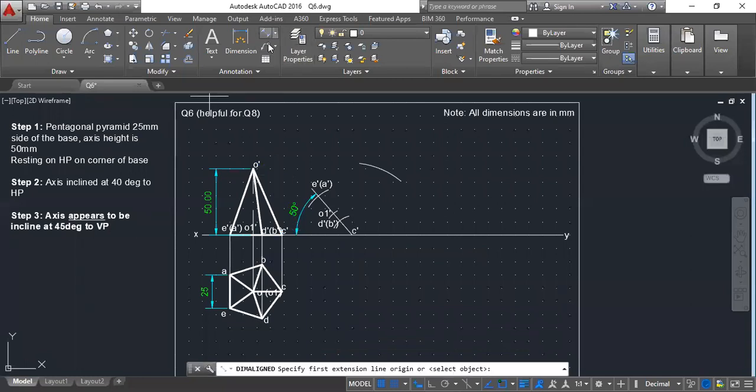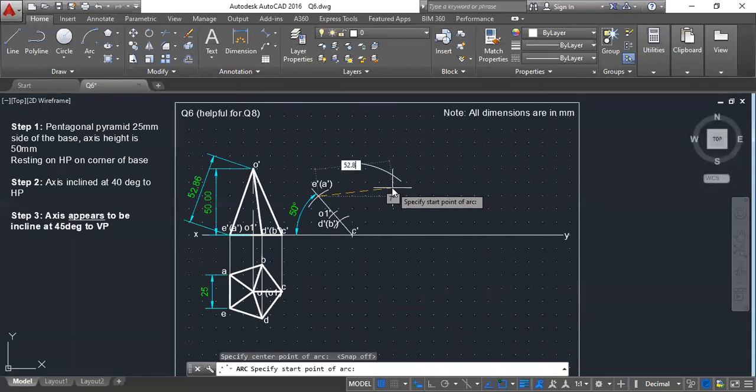Now I'll measure the same from E prime also. It is 52.86. So I'll take the compass again, and from E prime, I'll draw an arc with the length that I have measured just now, that is 52.86.